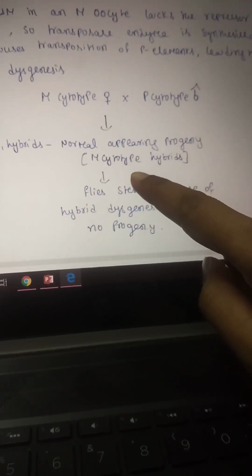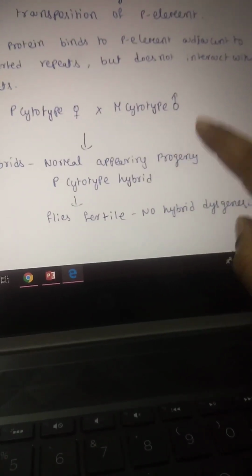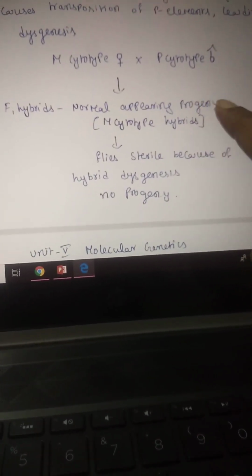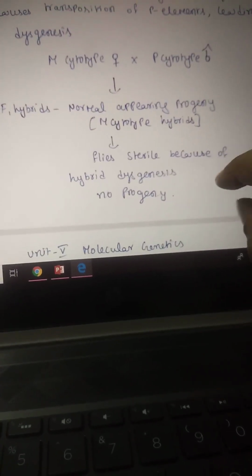So the difference between the P cytotype female and M cytotype male, and the cross of M cytotype female and P cytotype male is that here the P elements are present in M cytotype, so lack of repressor protein allows expression of transposase gene. Then you will observe transposition of P element. Here P elements are exposed to P cytotype and P element is stable. Hybrid dysgenesis is observed only in the first cross, that is M cytotype female crossed with P cytotype male.